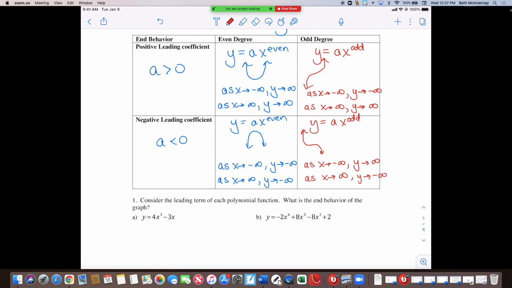X to the 5th. Down, up. Negative x to the 9th. Up, down. X to the 14th. Up, up. Negative x to the 13th. Up, down, right? Okay, obviously, it's a little fun.